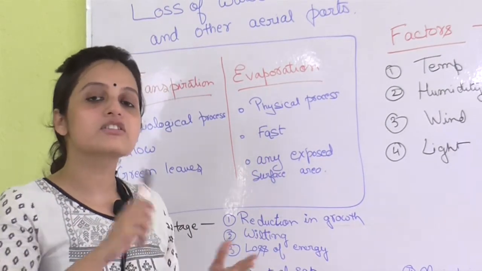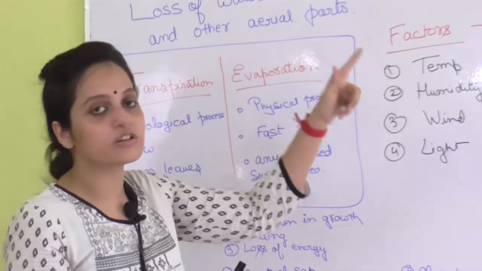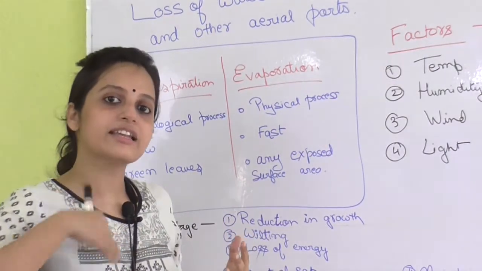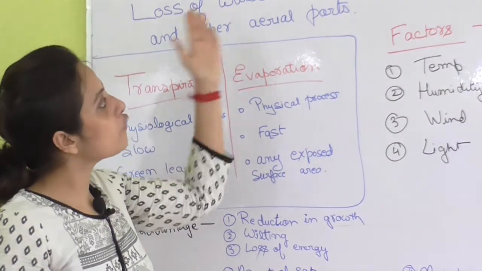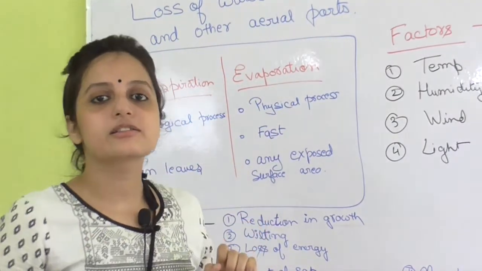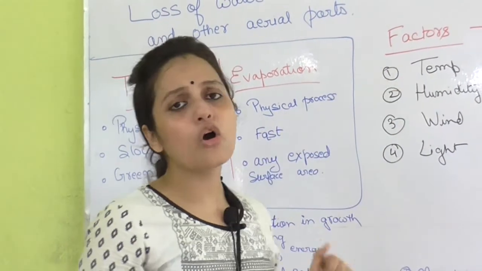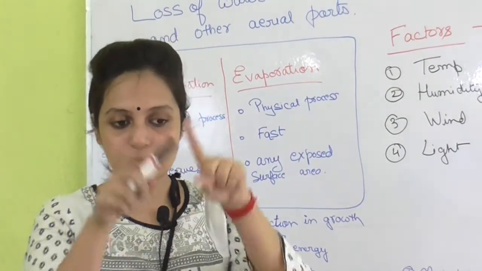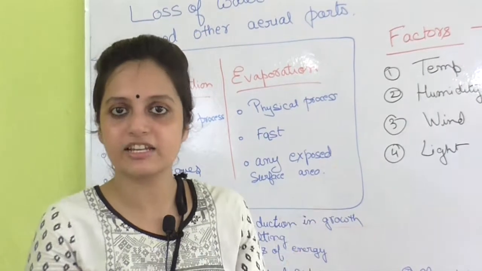It is going to transform the water into water vapor, and the water vapor is then released. How will the water vapor be released from the plant? In 3 parts, in 3 organs. Number 1 is stomata. The stomata is present on the leaves.